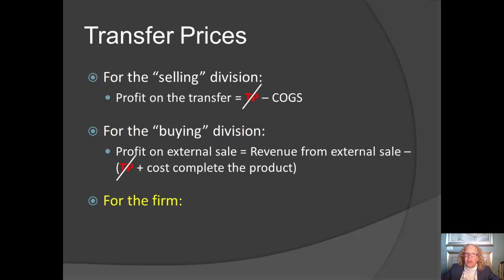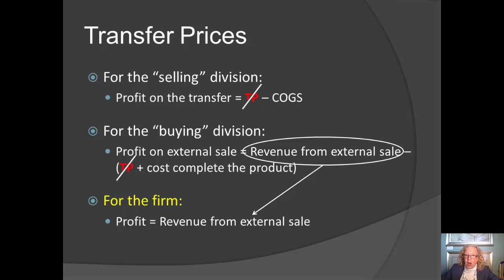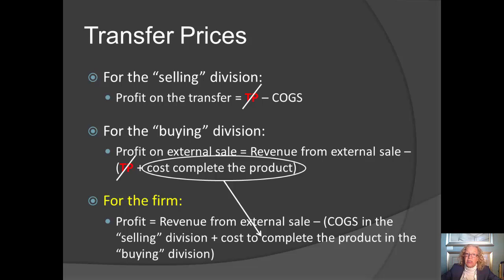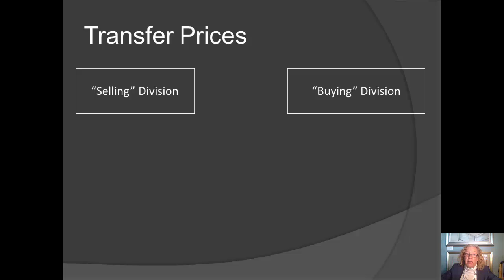Therefore, the transfer revenue that's recognized by the selling division and the transfer cost that is recognized by the buying division cancel each other out. Thus, from the firm's point of view, their profit is going to be the revenue from the external sale minus the cost of goods from the first division and any other costs to complete the product in the second division.